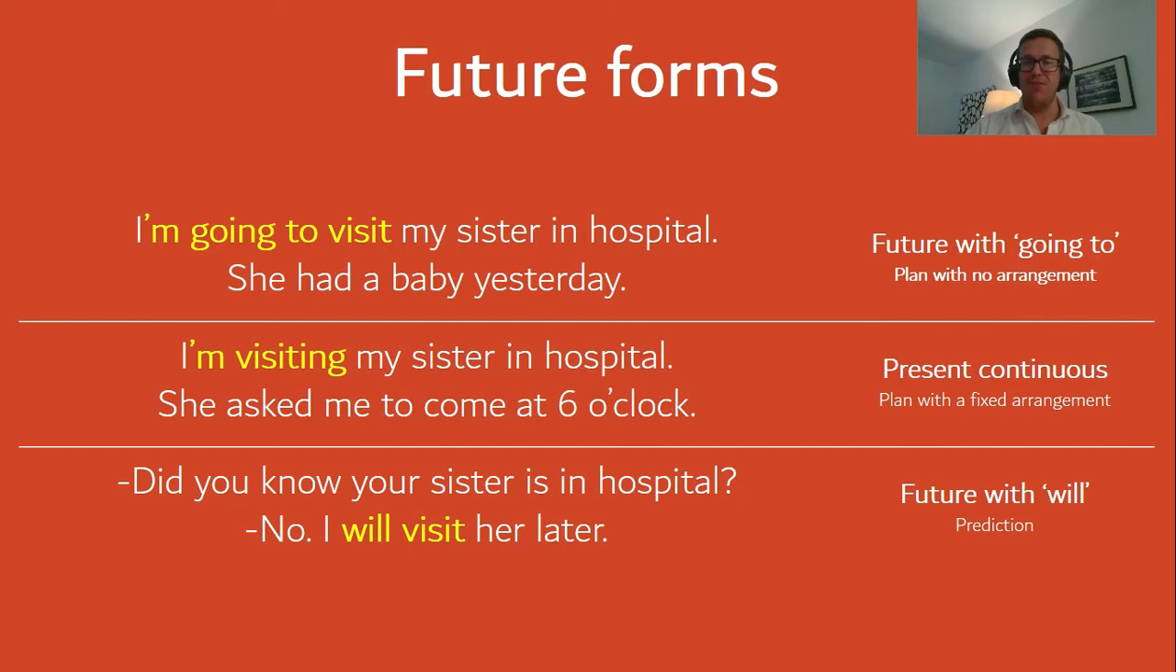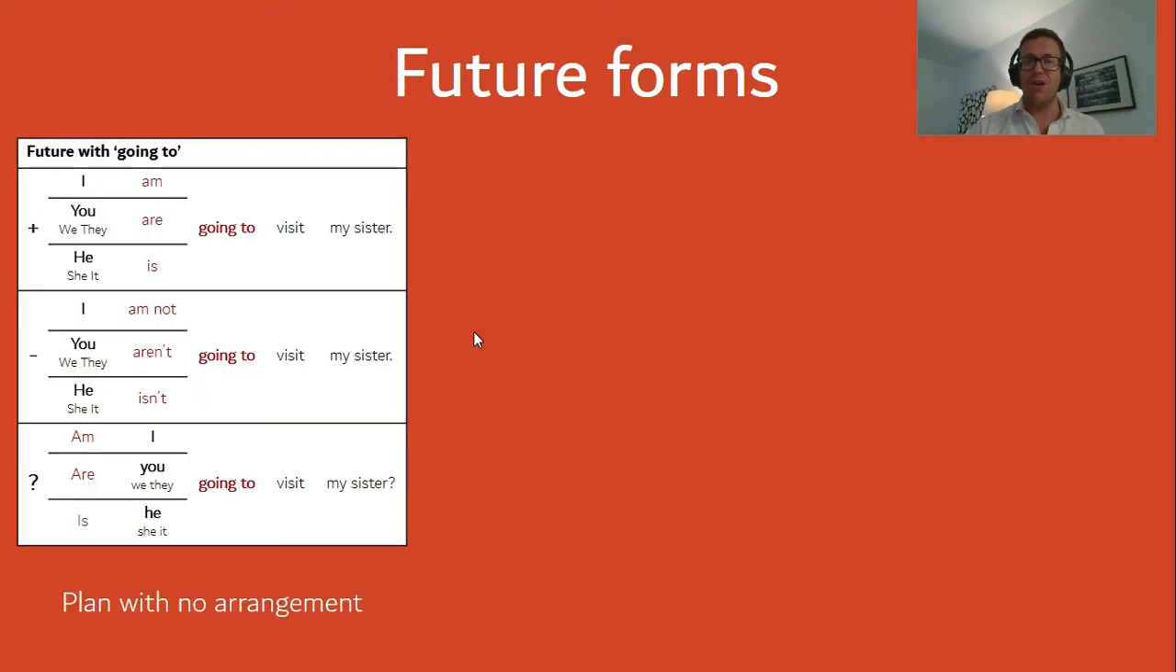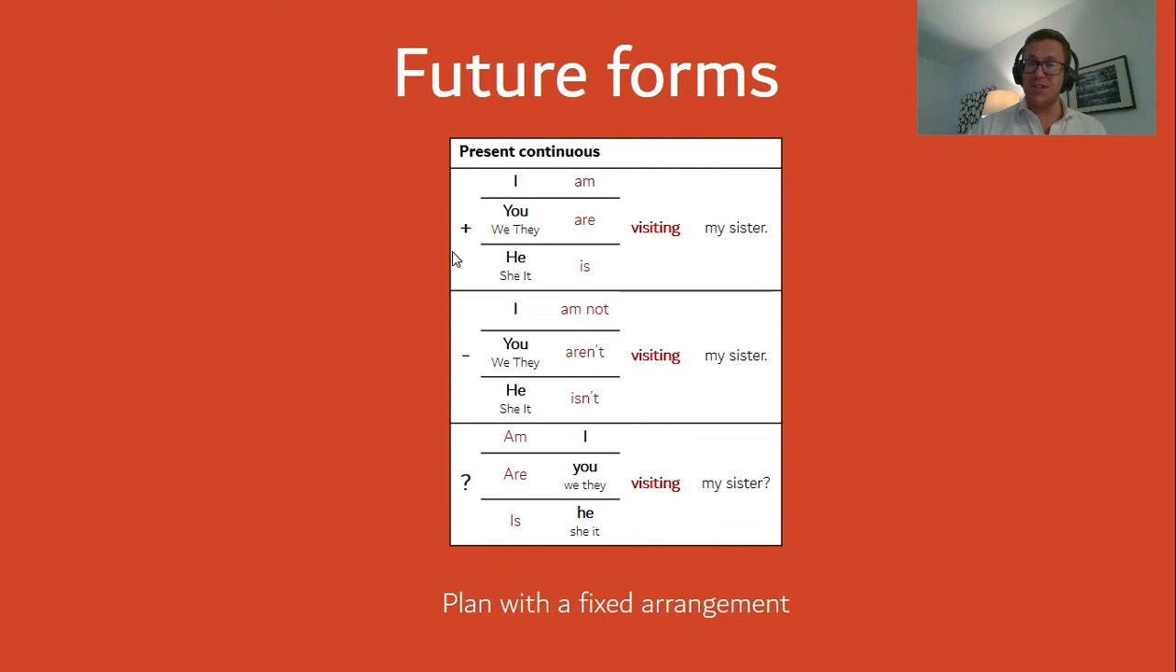So here we have the 3 future forms. Look at the structure. It's quite similar to other continuous forms. Am, going to, am not, going to, and then are you going to. For present continuous, it's the exact same form as we've used when we used present continuous normally. I am visiting, I am not visiting, are you visiting?